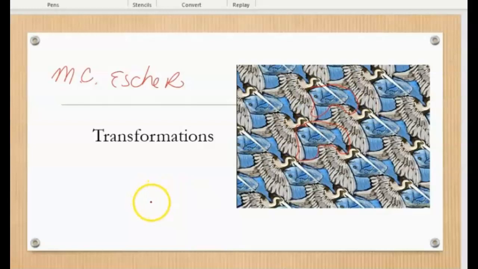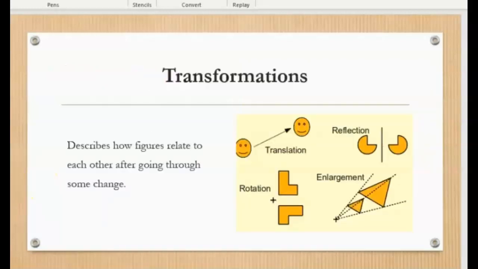So we do see art and math combine themselves quite a lot. This is just one example. There are a few different kinds of transformations, and this is where you're going to start taking your notes. Transformations describe how figures relate to each other after going through some kind of change. And these are the changes that they can go through.